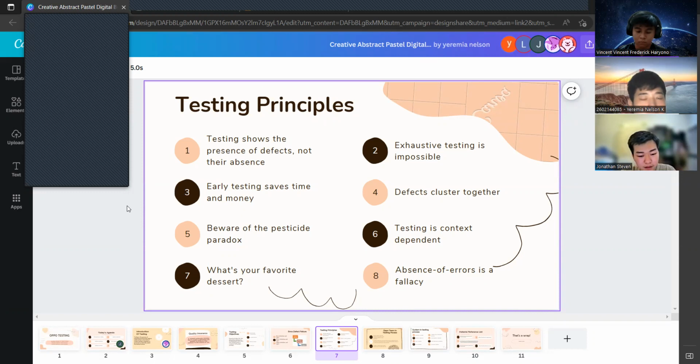The last one is absence of errors is a fallacy. If the system does not fulfill users' wishes or is unusable, the testing itself is not suitable enough and the system must be changed or deleted. It does not matter that the system went through testing and was fixed many times, as long as it does not fulfill the criteria that are wished.